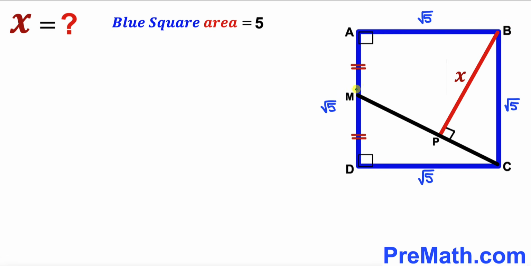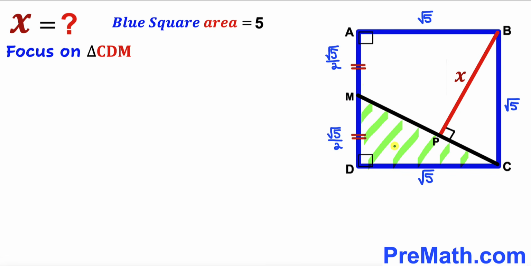Furthermore, we know M is the midpoint. Therefore segment AM has length half of square root of 5, that is square root of 5 divided by 2. Likewise, segment DM is square root of 5 divided by 2 as well. Now we focus on this right triangle CDM and calculate the length of side MC. We are going to apply the Pythagorean theorem on this triangle.